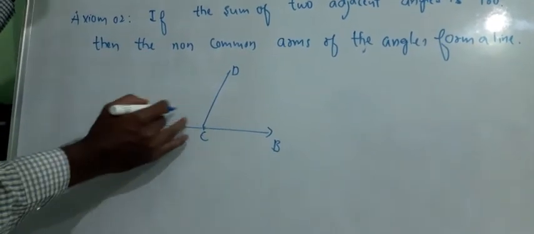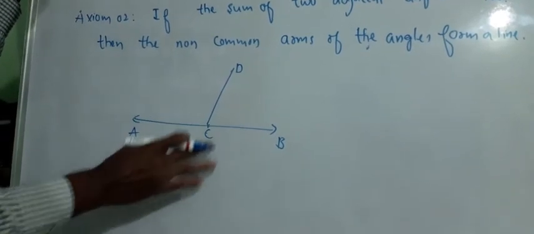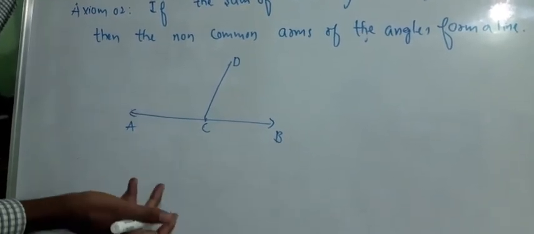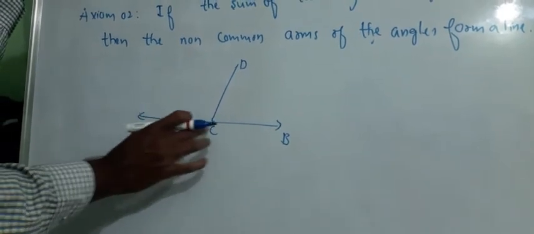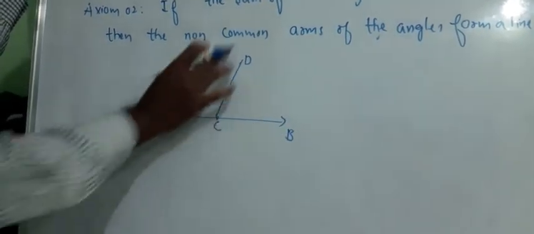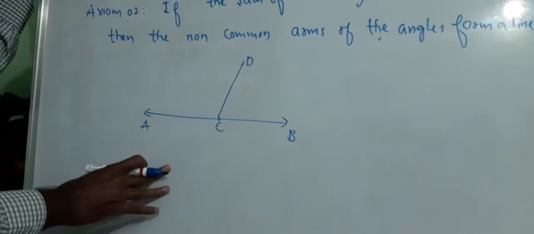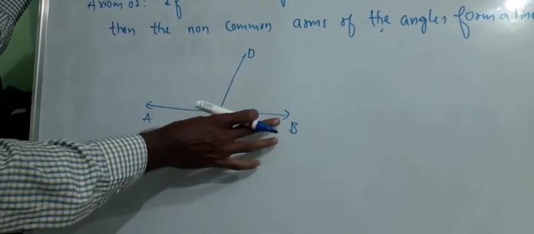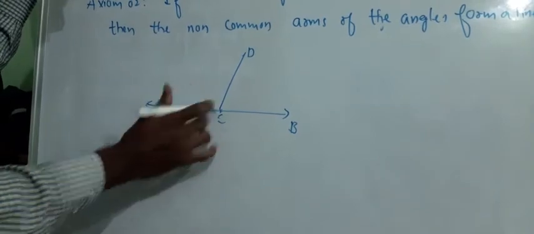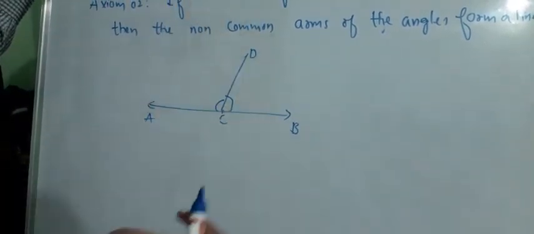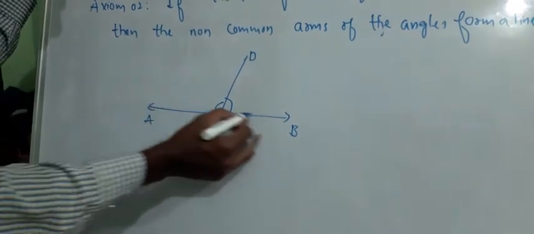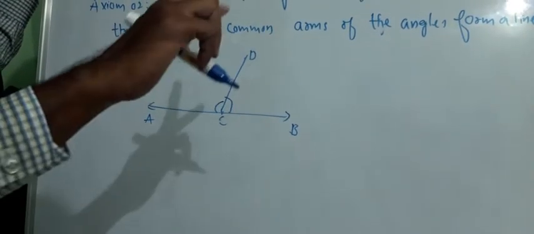If the sum of these two adjacent angles is equal to 180 degrees, then what are the non-common arms? ACD and BCD are adjacent angles, so AC and BC are the non-common arms. If the sum of these two angles is equal to 180 degrees, then these two non-common arms will form a line.